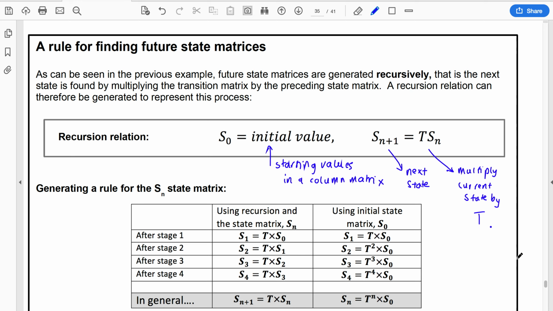In our next lesson, I'm going to show you how we can use a shortcut. Say with our shopping example we wanted 12 months' time, you wouldn't want to have to find the values for February, then March, then April, then May, all the way down to December or the following January, because that would take you a really long time. So next lesson, we'll look at generating a shortcut rule. As you can see, we use powers to do that. But for now, I'll stop so that you can do some practice creating your transition matrices, interpreting those transition matrices, and using recursion to apply a transition matrix.